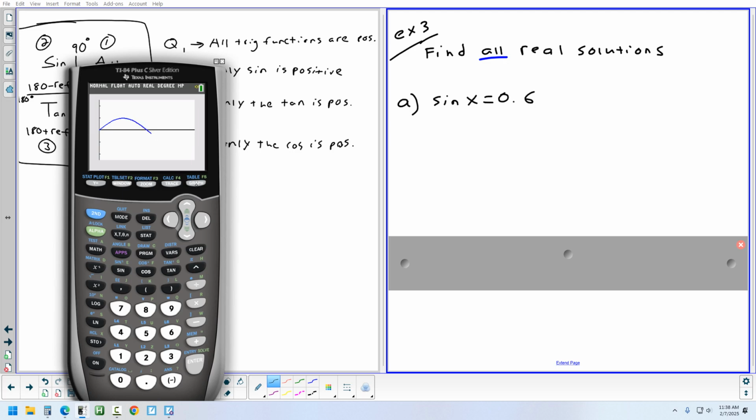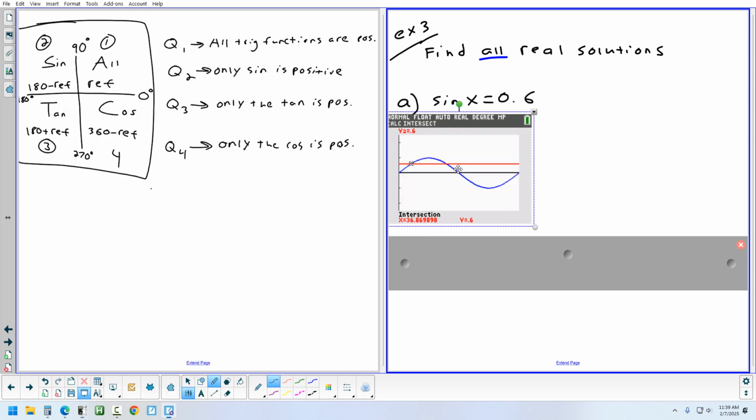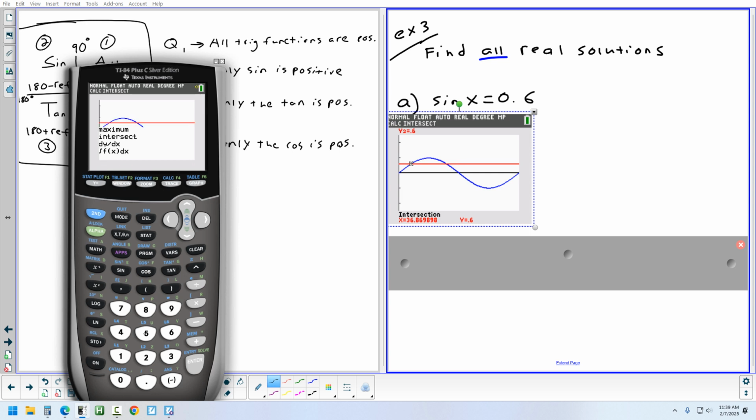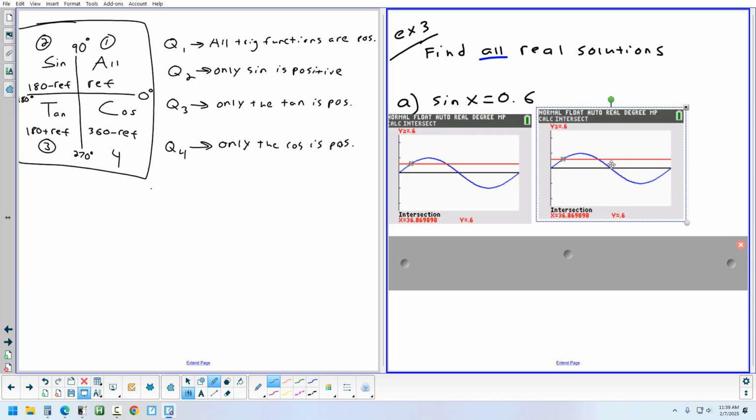I'm still not done, I'm waiting for it to draw. All right, and what do I have to figure out now? Where it crosses. Yep, so now I have to do second calc, intersect. I'll move my cursor. This is taking a long time. This is not a quick process to do it this way. There's my first answer, 36.87. Second calc, intersect. Now I'm finally done. The whole process took me at least a minute or two.